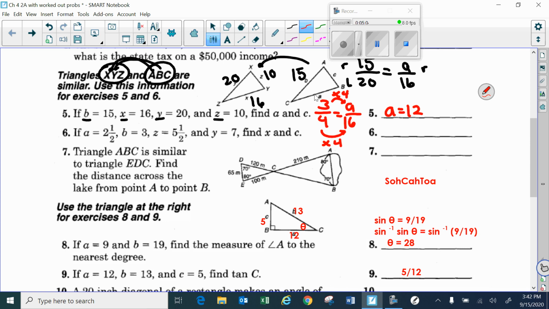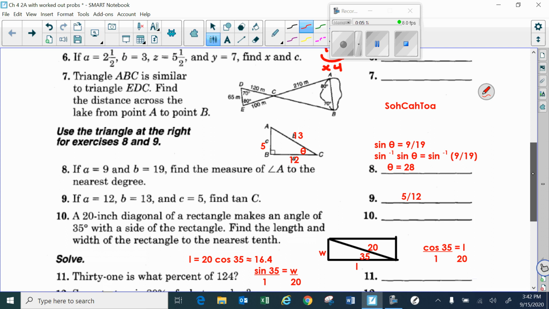Okay. Now with fractions, you can either change them to decimals if you like, because remember, you're going to use a calculator in here. So you could change the fractions to decimals, like 2.5 and 5.5. That'd probably be the easiest way of doing that.